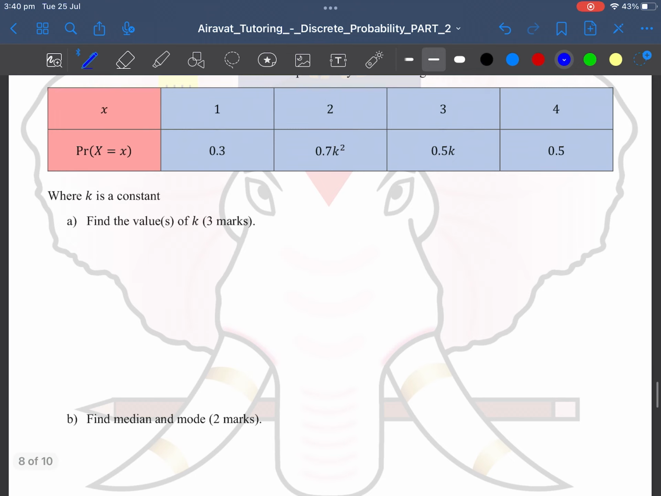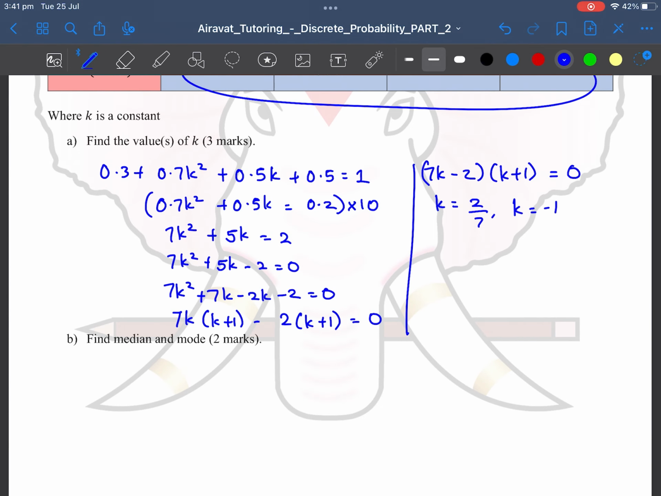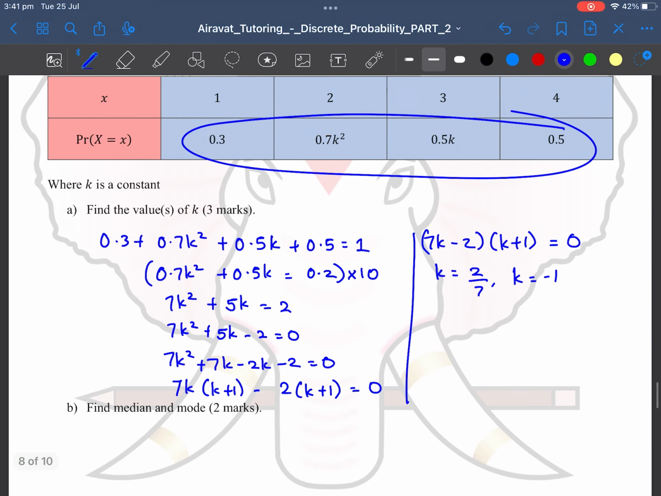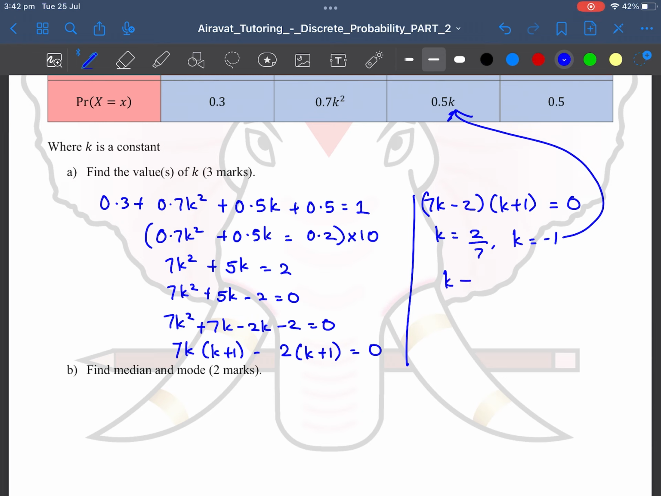Now, how do I find the values of k? Pretty easy. All of these we know add up to 1. Now, are both values acceptable? Let's look at the probability distribution table here. Are both of the k values acceptable? No. k equals -1. If I were to substitute k equals -1 in this term over here, wouldn't that give me a negative probability? Right? So we have to mention that k cannot be equal to -1. Okay, so our final answer for k is going to be 2 on 7. So there you go, that's your first question done and dusted.